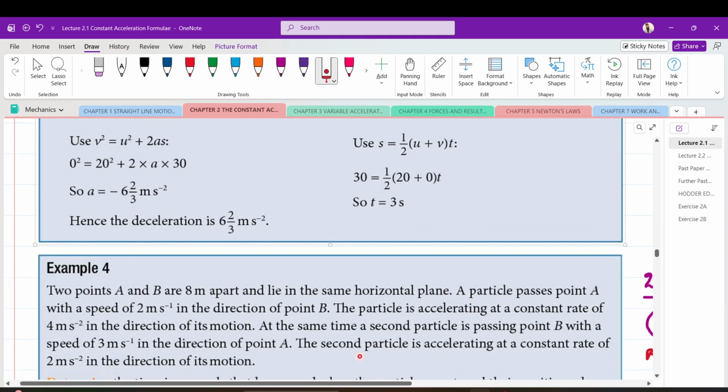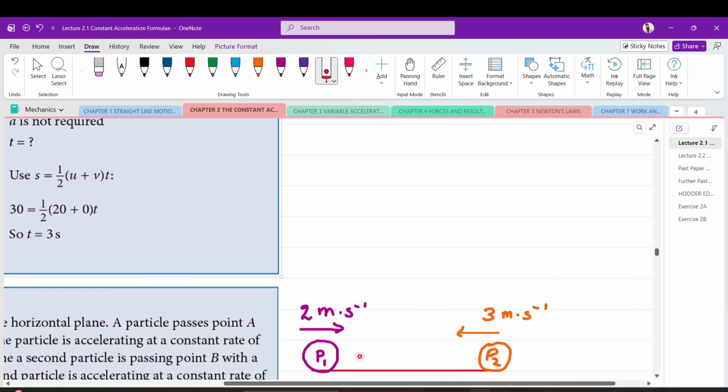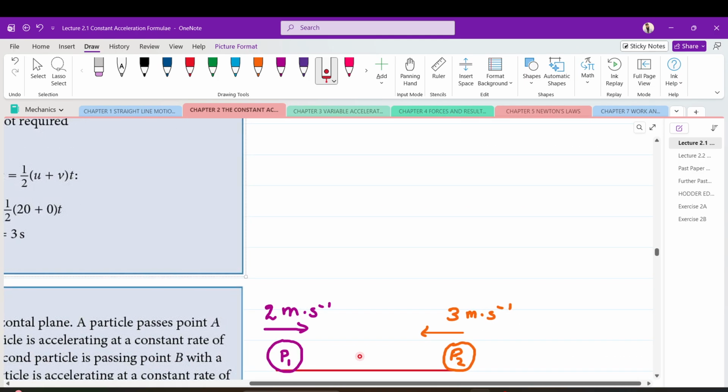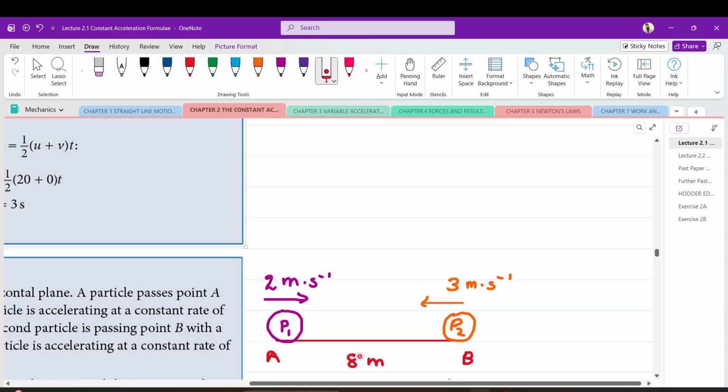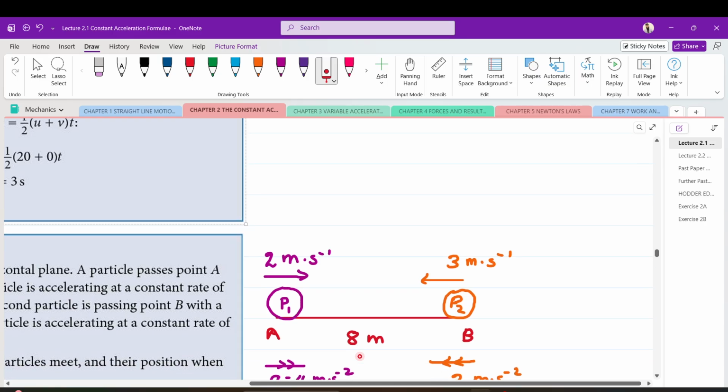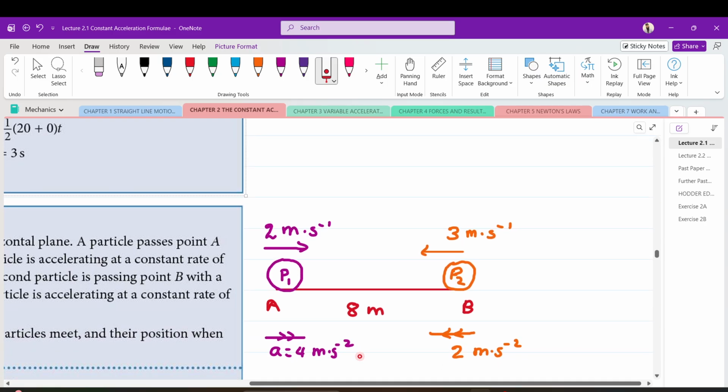All right. So if I make a diagram, this is particle 1 and this is particle 2 at points A and B, which are 8 meters apart. So P1 is moving towards B with an initial velocity of 2 meters per second, whereas particle P2 is moving towards A in the opposite direction at 3 meters per second velocity. The acceleration is 4 meters per second square, and over here it is 2 meters per second square.